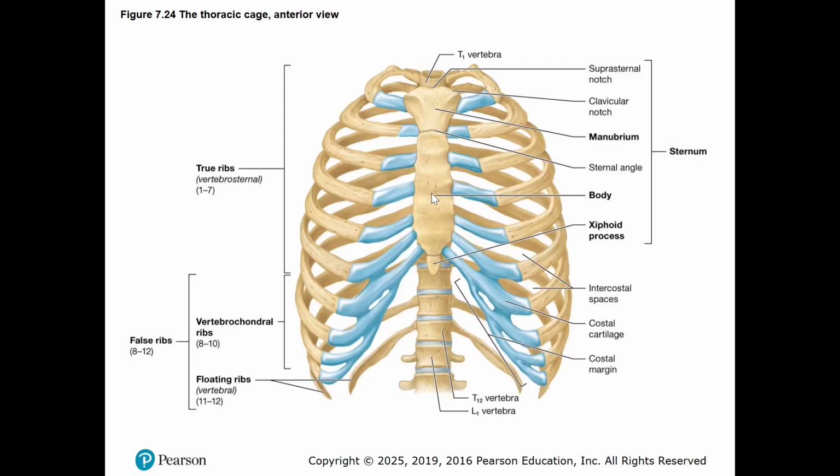Then you have the main body here, which is the largest part of the sternum, and it is where ribs are going to attach. And then you have your xiphoid process, which is the most inferior portion of the sternum, and it is a pointed bony process where other abdominal muscles attach.